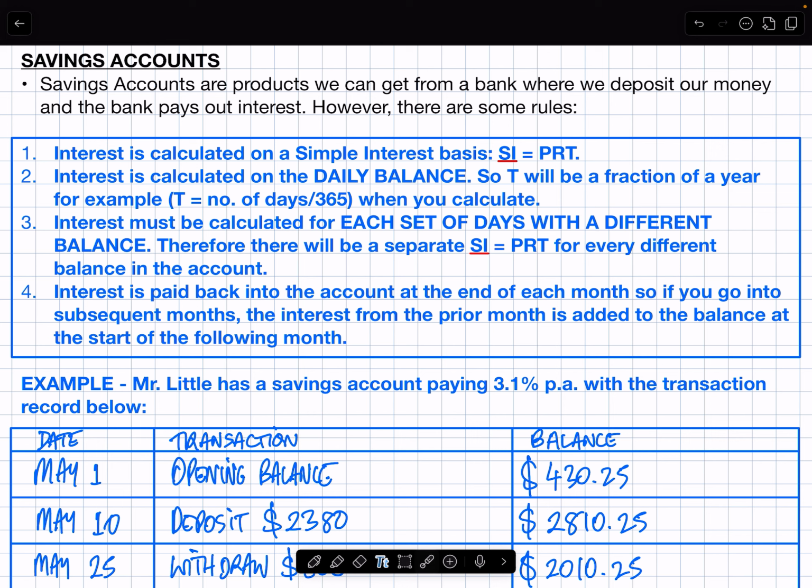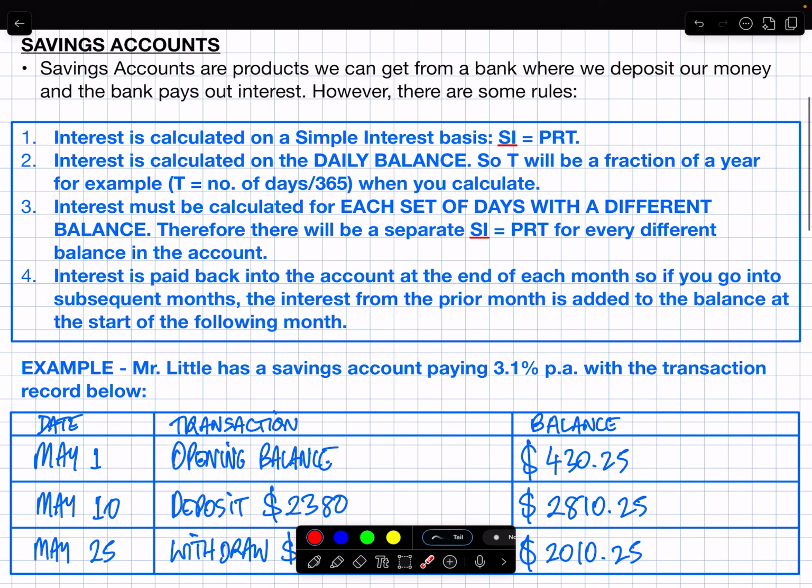So hopefully any one of you that is working, you all have a savings account that earns interest. If you don't know, you better go home and check and make sure that you're earning interest. Even though it's a little bit, it's better than earning nothing off of your money that's sitting around in the bank account. So what is a savings account? It's a product that you can get from a bank where you deposit your money and the bank pays out interest. But there are some rules to this.